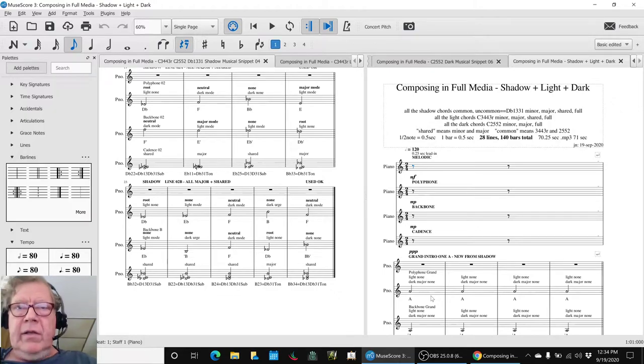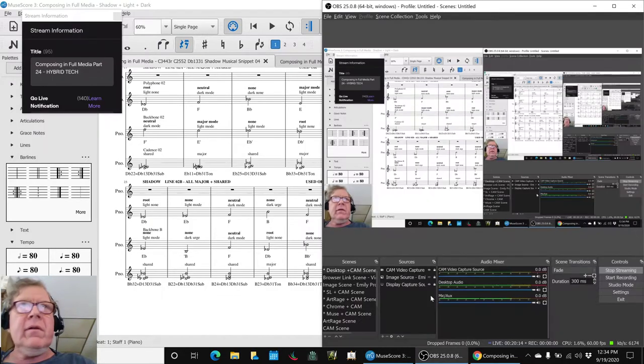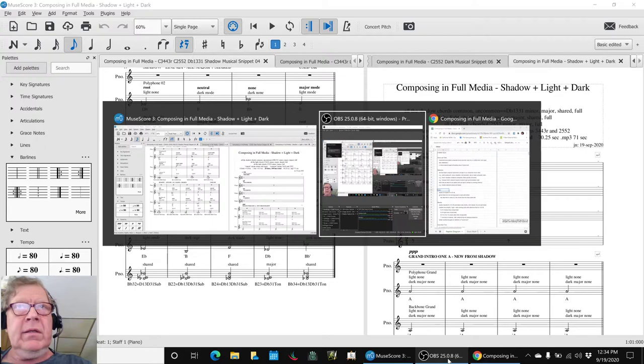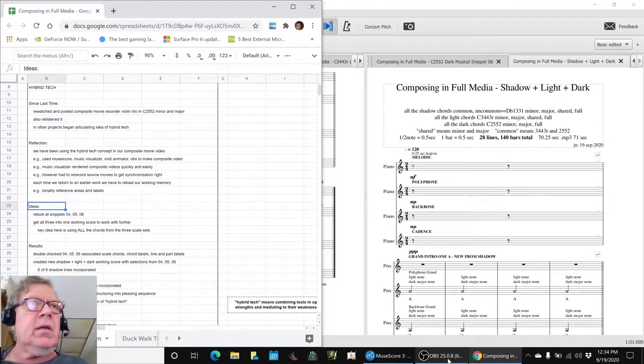Ladies and gentlemen, this is a recap of Composing in Full Media Part 24 Hybrid Tech. In today's episode, we set out to relook at musical snippets 4, 5, and 6 and get all three into one working score to work with further.